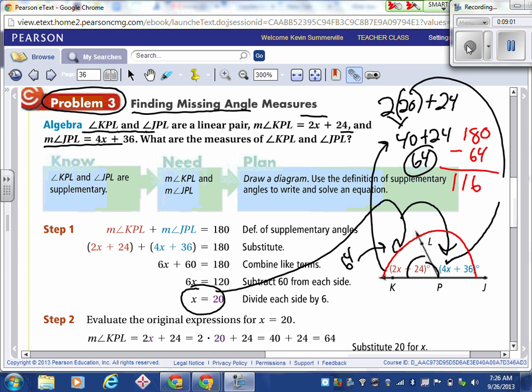I can double check and add 64 to that number and get 180. Knowing that linear pairs equal 180.